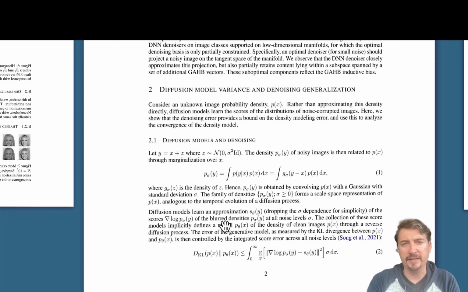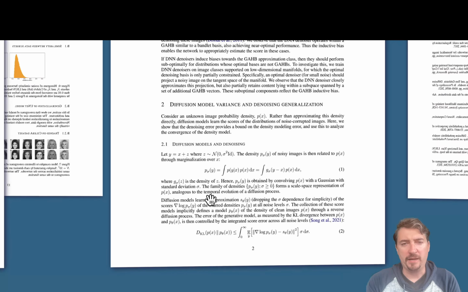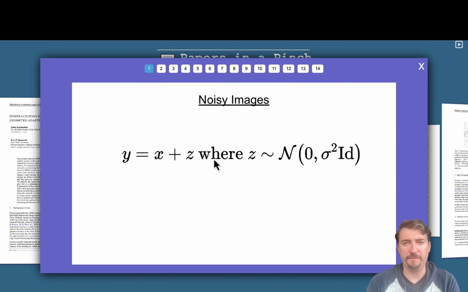So we'll start with this idea of the diffusion model variance and the denoising generalization. Let's pick apart the basic mathematics of a diffusion model in general, and then let's fold in some of the arguments in this paper.